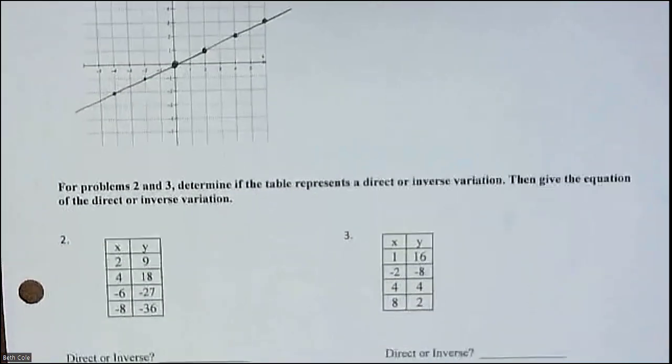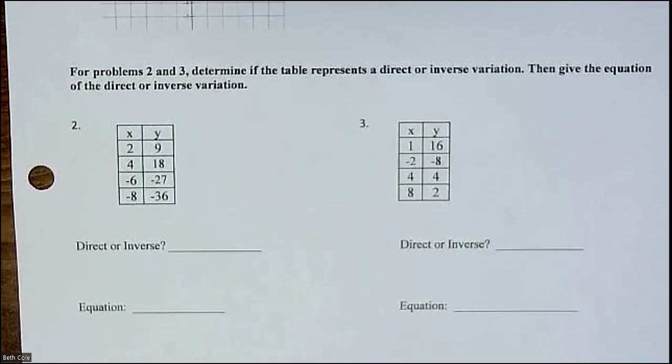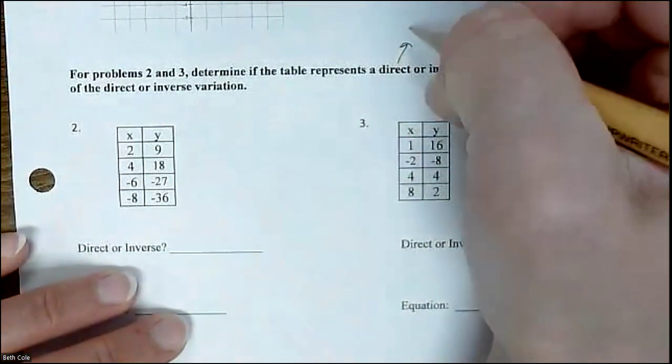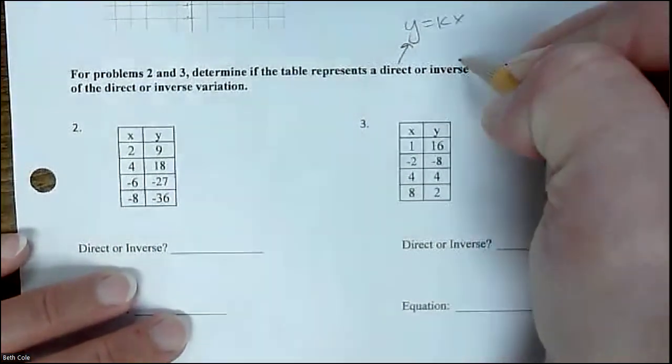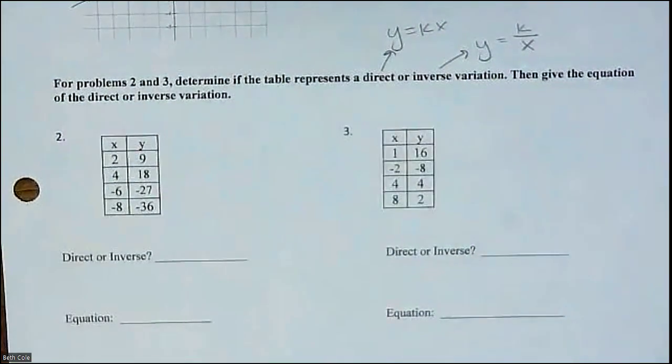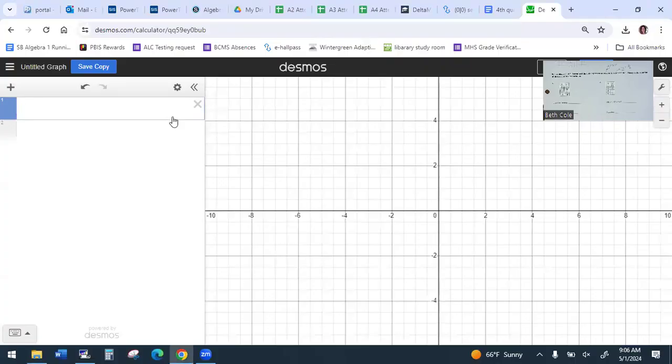All right. For these, you're going to determine if it's a direct or an inverse variation and then give the equations. Let's just review really quick. Direct was y equals kx. Inverse is y equals k over x. So just opposites of each other. What you can do is type the points into the calculator and see if they make a straight line or not. Let's try that for the first one. That's probably what you're going to do when you're taking your quiz, is just test it.